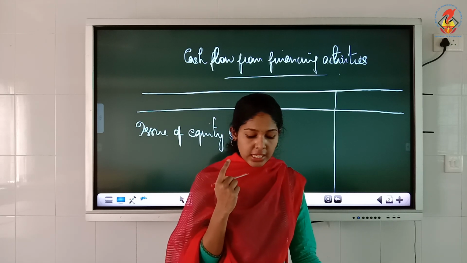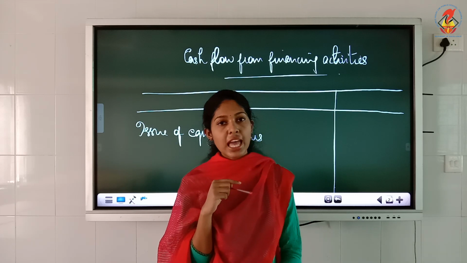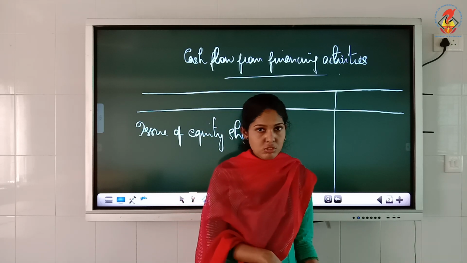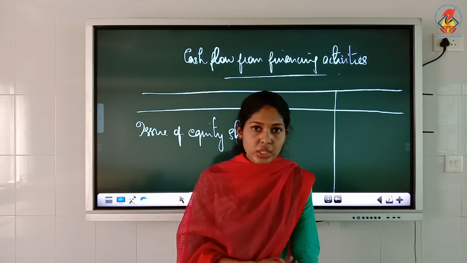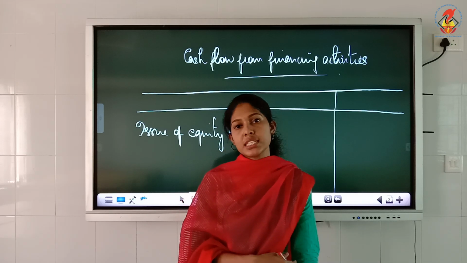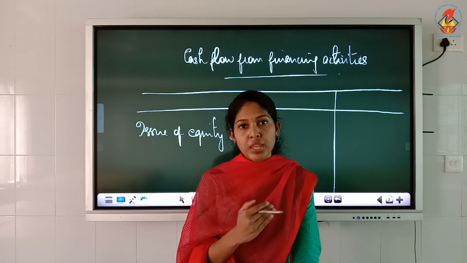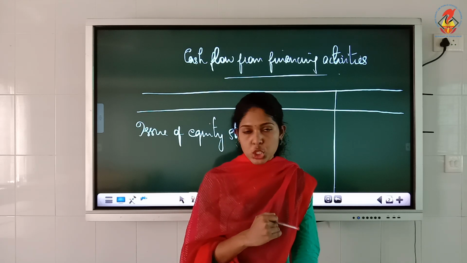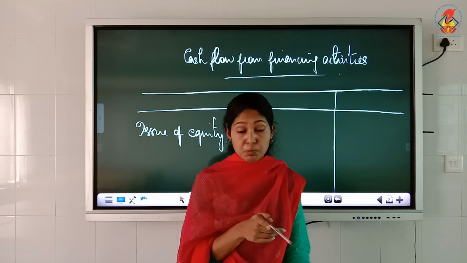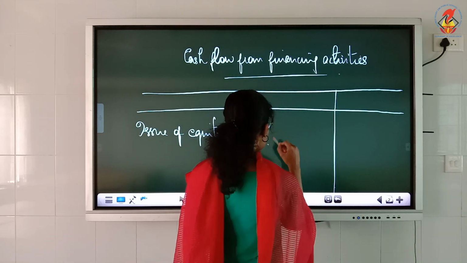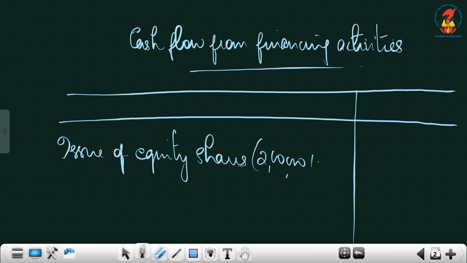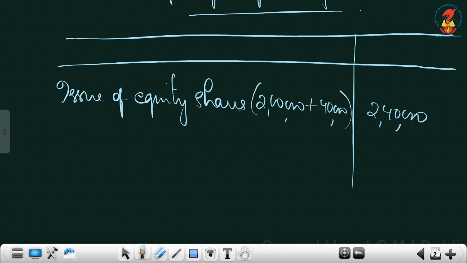In addition, there is SPR. We have learned in the chapter debentures that SPR, or securities premium reserve, will be created at the time of issue of shares at a premium. So here we are issuing shares at a premium, that is why there is SPR. So we are not getting 2 lakhs, in addition we are getting 40,000. So it is 2,40,000 your cash inflow, which you can write as a positive amount.